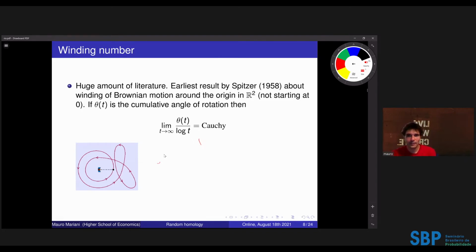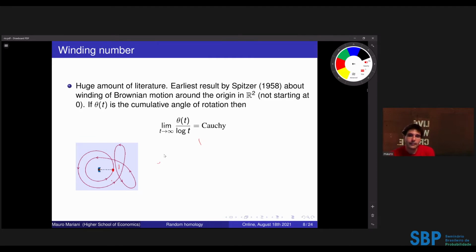The animation doesn't work on this PDF where I can also annotate, but it's clear: you fix the origin, you make a curve, and theta t is the cumulative angle. If you make one loop, theta counts 1, and it doesn't go back to 0. So you're looking at R2 without the origin. You do not start at the origin because it's not in your space, you start at any other point. And you look at how many loops around the origin you make up to time t, loops with sign. So if you go backward and so on, you just sum the total angle every time.